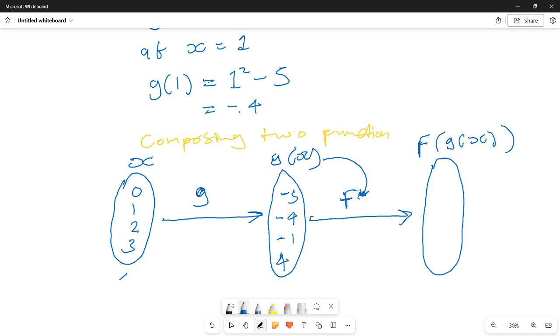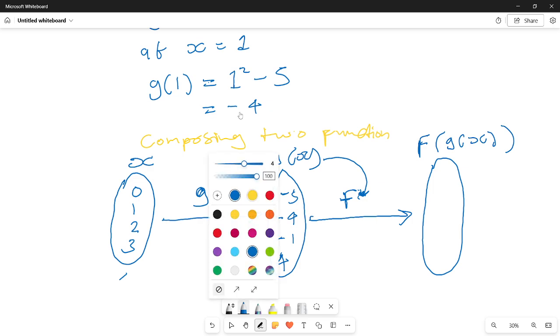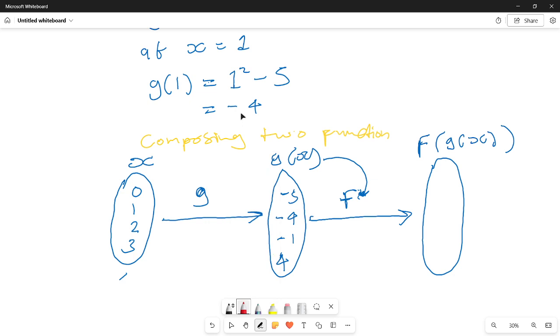So now g of x is the input for this function f. In the previous one, x was the input for g. So x was the input for g in the first scenario.